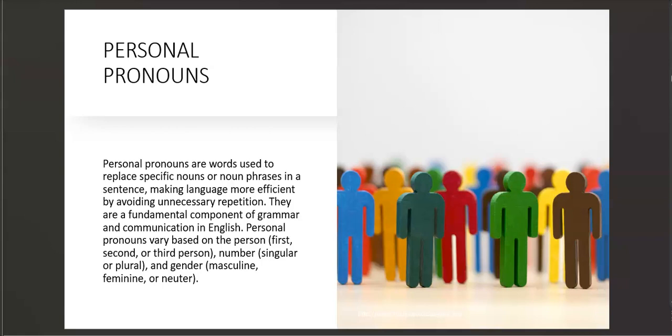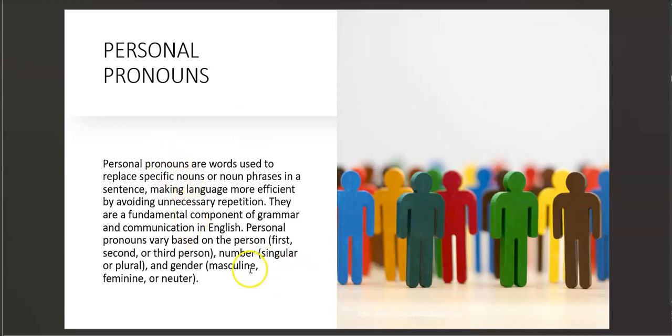So we have first person, second person, or third person, okay? These personal pronouns are based on the person, the number, and the gender. So for you to understand personal pronouns, you have to understand the person who is speaking, then the number and the gender. When you talk about the person who is speaking, is it the first person? Is it the second person? Is it the third person? We'll talk about that, don't worry.